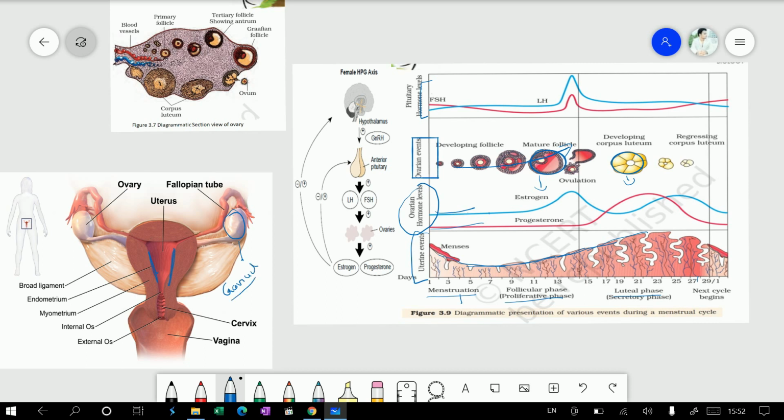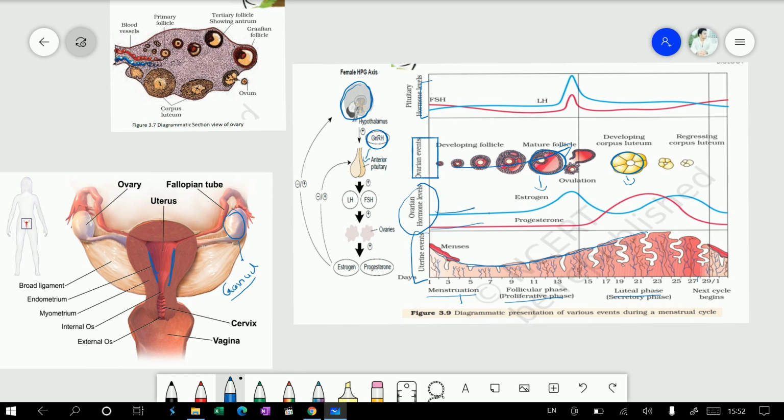Now what you have to understand is, when any girl reaches puberty, this hypothalamus will secrete GnRH. Now why is this called GnRH? Because this gonadotrophin releasing hormone is working on the pituitary.